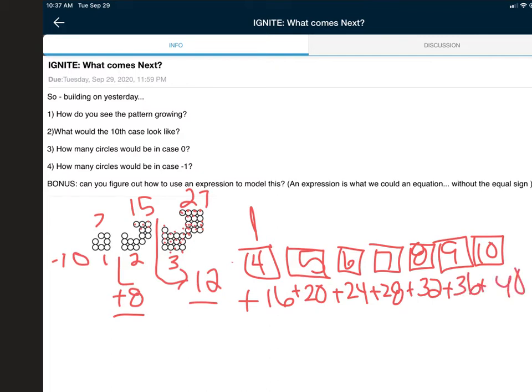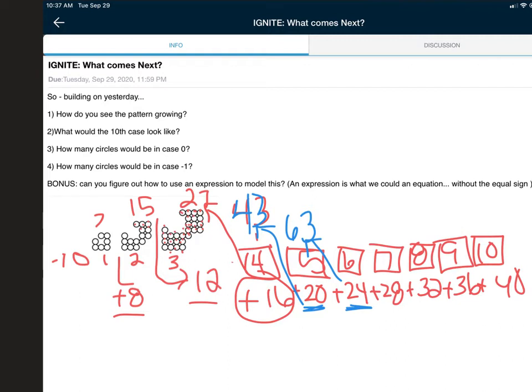So if we do this, we're going to take 16 and we're going to add it to 27, which is, I'm wanting to erase this. What is 16 plus 27? It's 43. I'm actually going to use a different color. It's 43. Okay, so now I'm going to take 20 and add it to 43. That one's simpler. It's 63. Then I'm going to take 24 and add it to 63.